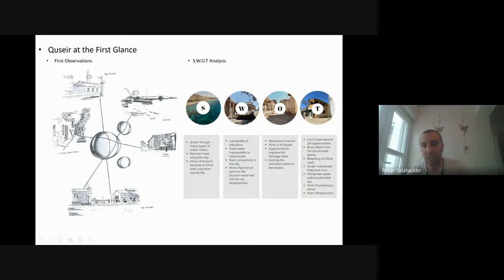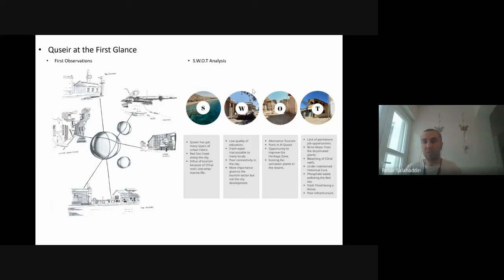And shortly, I would like to talk about the strong, weak, opportunity, threat points regarding the city. Of course, there are many more strong points, but now we are going to elaborate on what is related to our vision, what serves our proposal. Strong points that Qusair has, as my friends also mentioned, are many urban fabric layers, being one of the Red Sea coast cities, and the recent influx of tourism into the city. These are the strong points, and the weak points are the quality of education, which is not high, the fresh water is not sufficient, the connectivity in the city is not in good condition, and the tourism sector is not supporting the local people in the city.